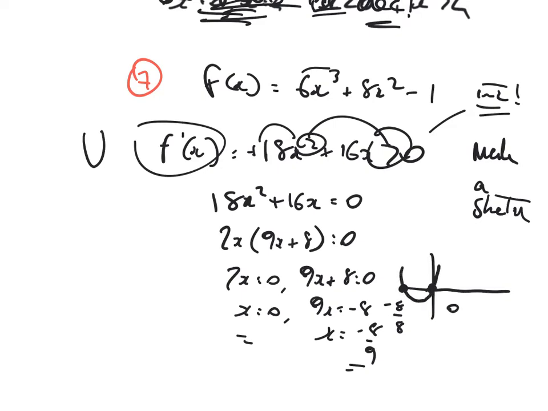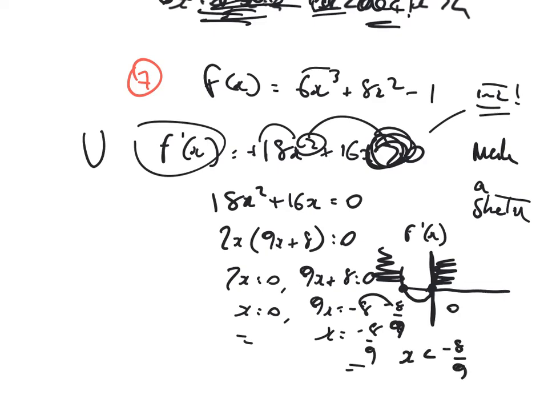It's concave down. We're interested in where the gradient is greater than 0. So this is a measure here of gradient, so that will be there and there. x is less than minus 8 ninths, or x is greater than 0.